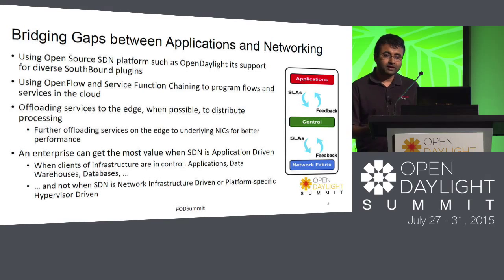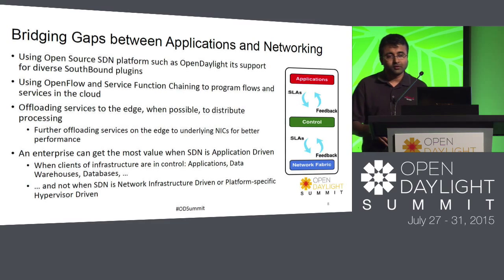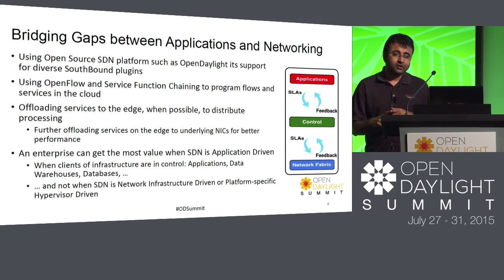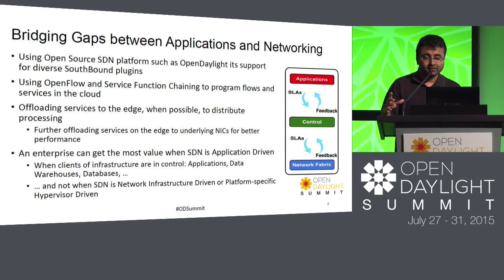One of the ways to do that is to write an SDN application on top of an open source SDN platform like OpenDaylight, and use the diverse southbound plugins that OpenDaylight supports to configure the flow in the network. And then use OpenFlow and service function chaining to program these flows and services in the cloud. And then you can offload some of these services for distributed processing onto the edge, and when we say edge, mostly the host. And on the host itself, if you have a powerful NIC, you could offload some of these services onto the NIC itself so that the performance is better.